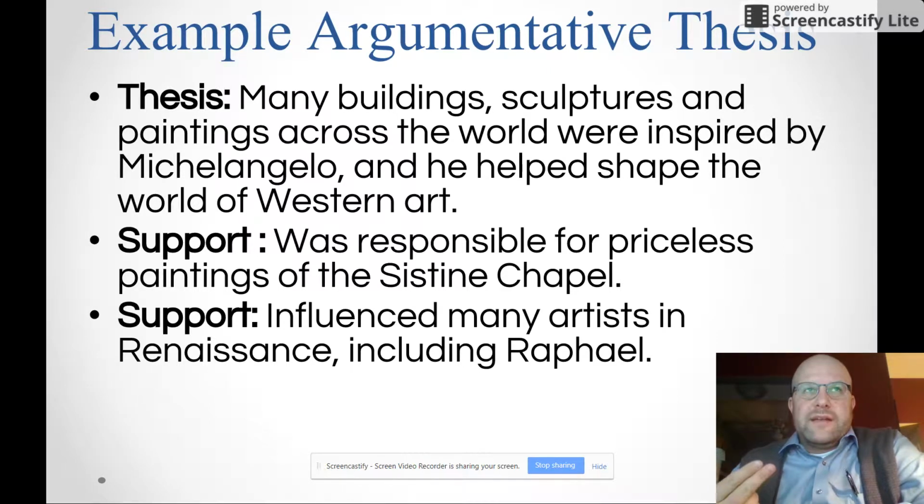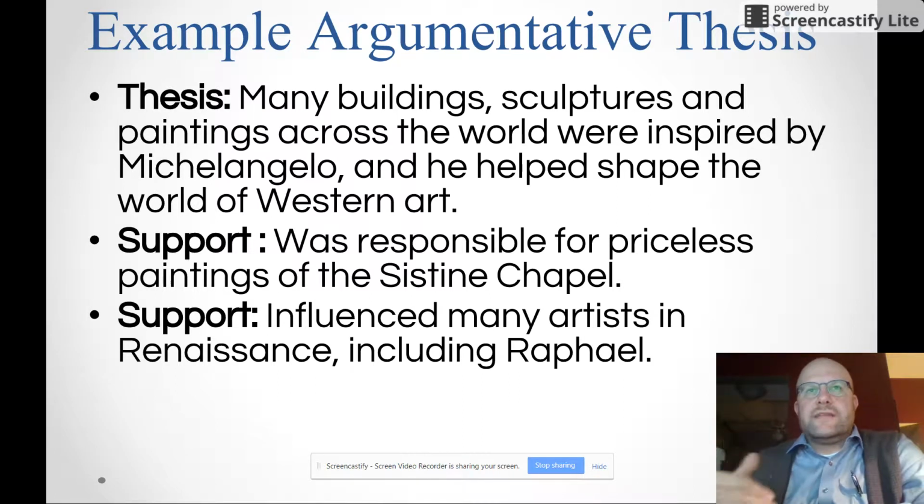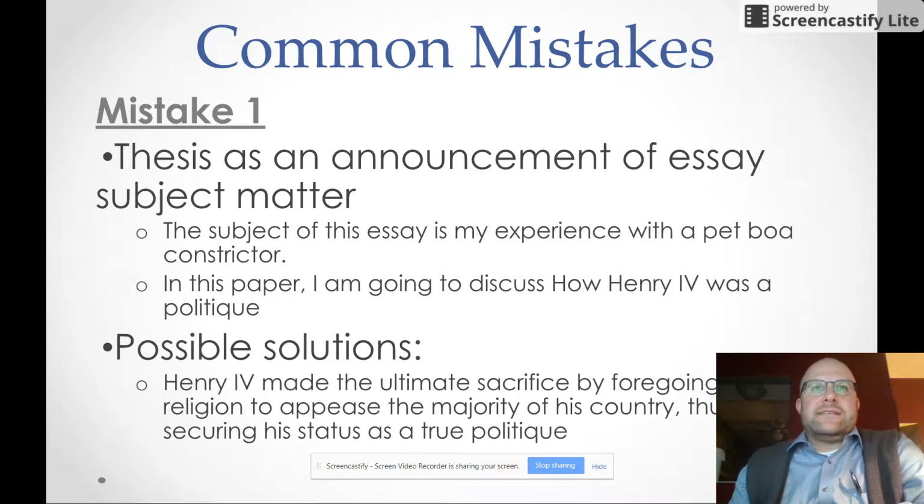So, an example argumentative thesis. These are some examples from world history. For example, many buildings, sculptures, and paintings across the world were inspired by Michelangelo, who helped to shape the world of Western art. Nice argument, doesn't get overly opinionated, and there are several supports for why that is true. Some common mistakes.